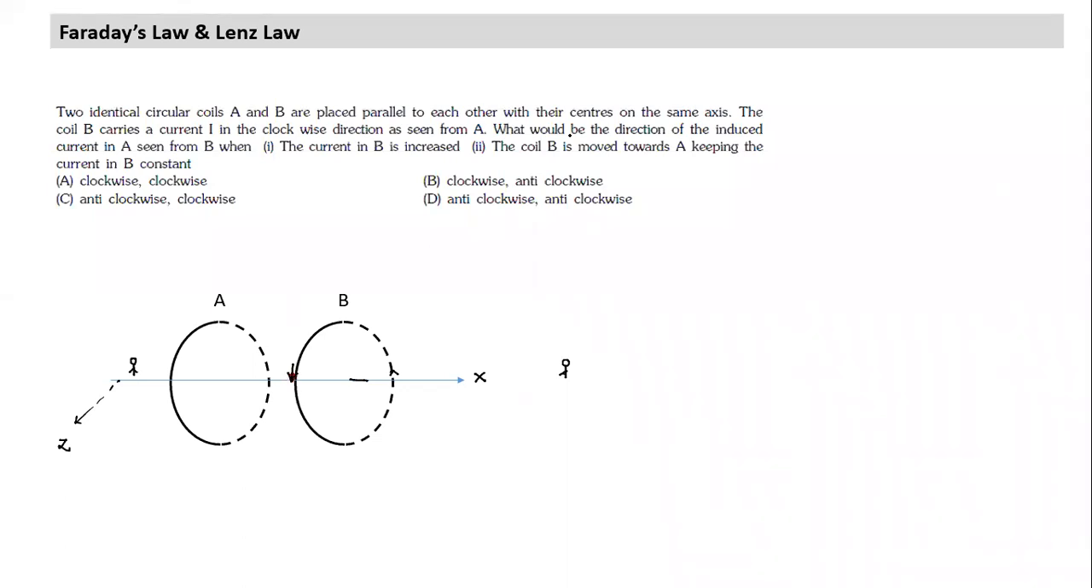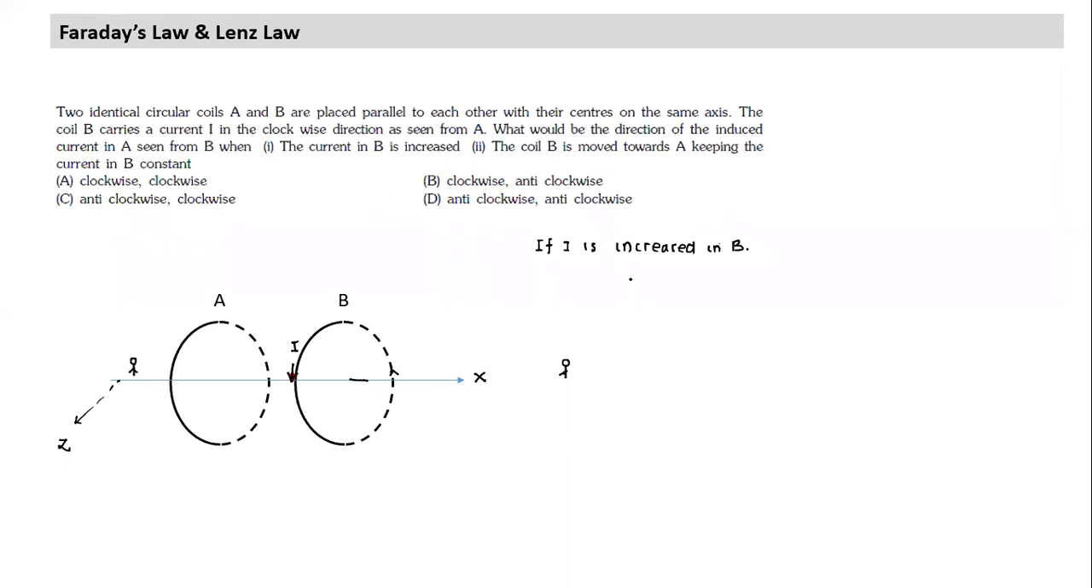Now what is the question here? What would be the direction of induced current in A seen from B when the current in B is increased? This current is increased. How do you find the direction of current in A? If this is a current I, the field is increasing along the x direction, so flux is increasing. Okay, so what will be the direction of current in A as seen from B?